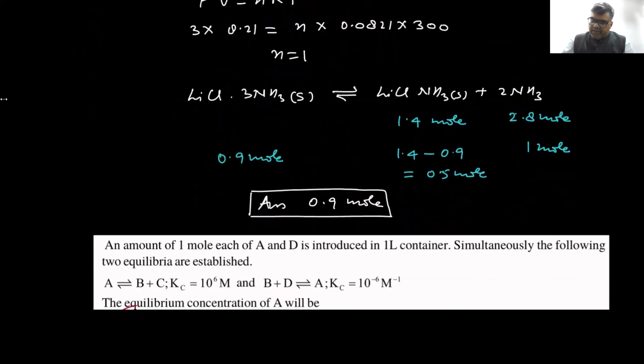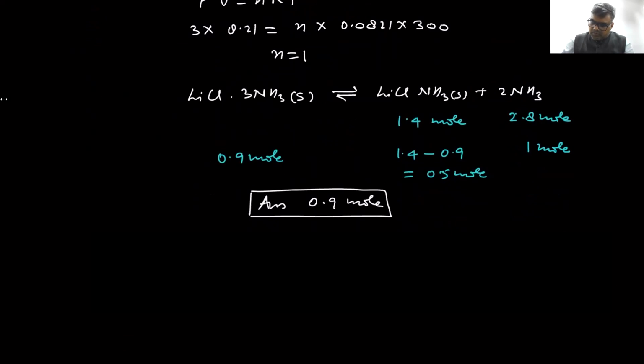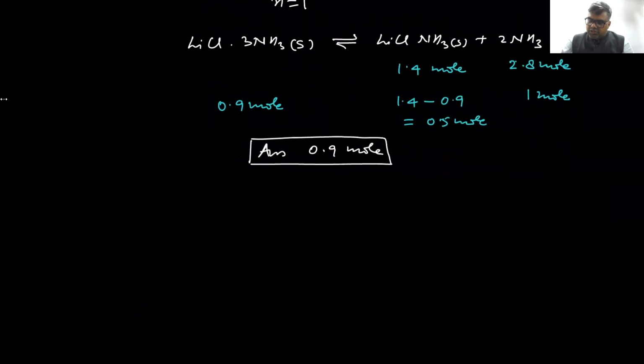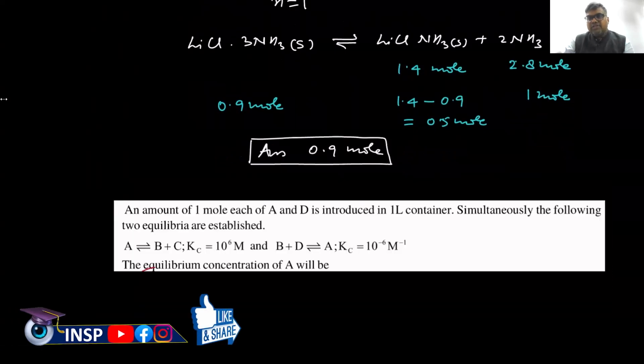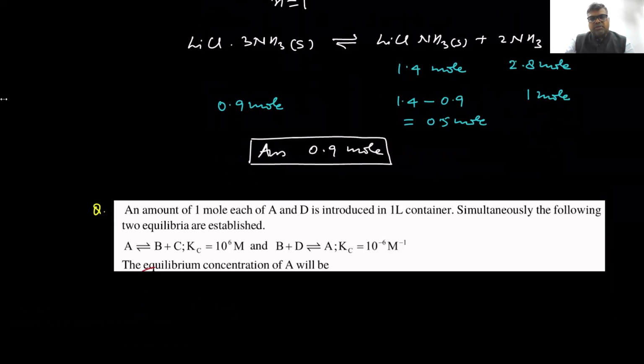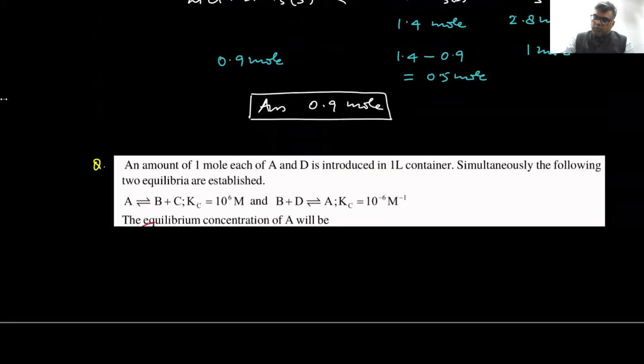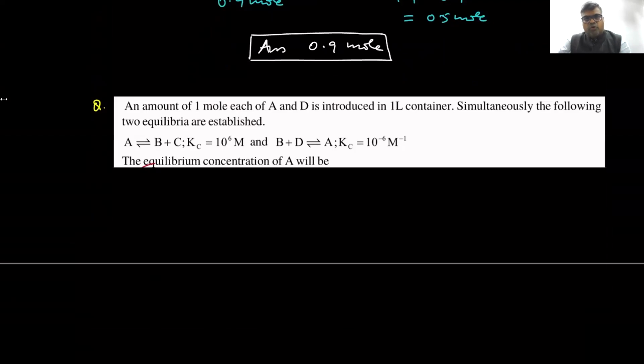Now, many of you have written that we have to discuss simultaneous equilibrium. So I'm starting with a smaller question first, and then we go to some more tricky questions towards the end for simultaneous equilibrium. First, to make your concept clear, and along with that, how you have to neglect terms when the equilibrium constant is much higher or much lower. So I've taken both concepts together in a single question, just to make both concepts clear. So let's say it's given that 1 mole each of A and D is introduced in a 1 liter container.